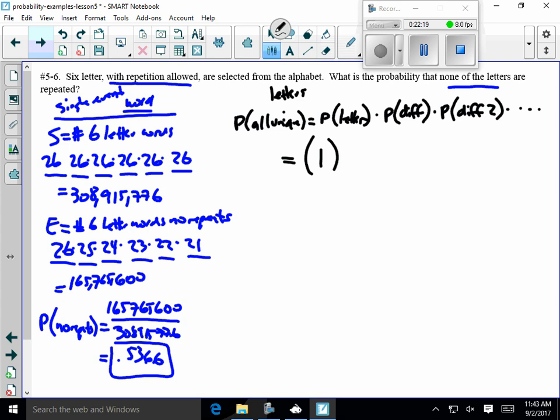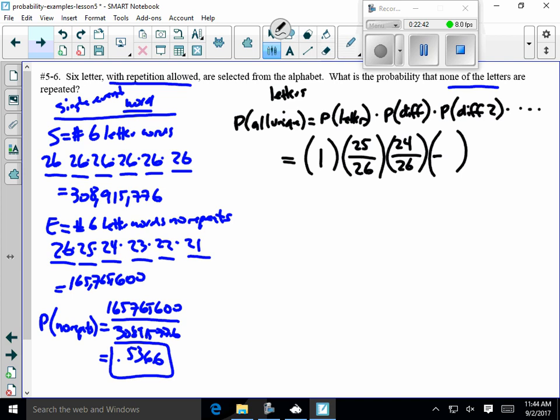But the second probability would be, I have to pick a letter that's different from the first one. So out of the 26 letters in the alphabet, I'd have to pick from only the 25 that are not the one I picked first. And then for the third letter, out of the 26 letters in the alphabet, I'd have to pick from only the 24 letters, not using the 2 that were used at the beginning.